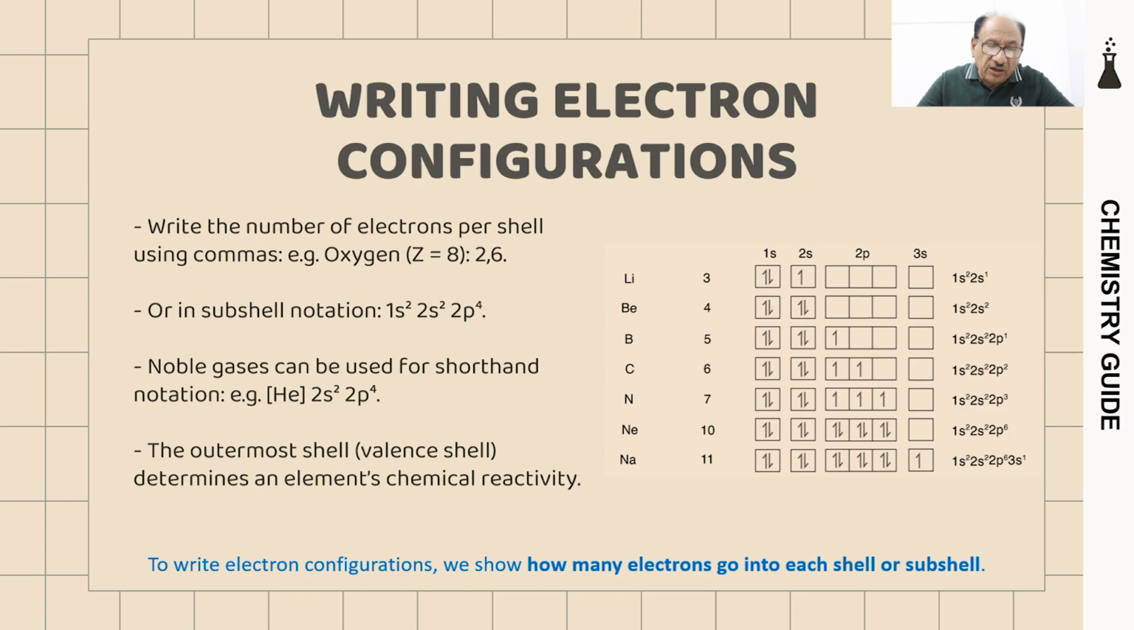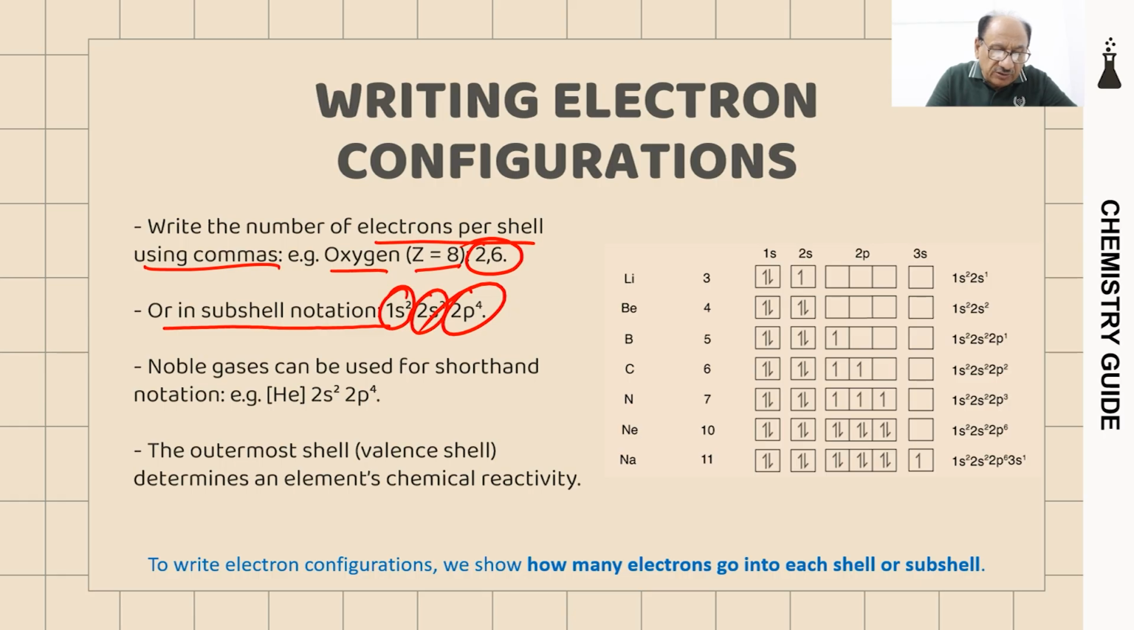Then, writing electron configuration, write the number of electrons per shell using commas. For example, oxygen: number of protons will be equal to number of electrons. So number of electrons will be 8. So we are writing 2 and 6. So oxygen will be having 2 in first orbit and 6 in the second one. Or in subshell notation, we can write 1s2, 2s2, and 2p4. So the same oxygen we have represented in this one.